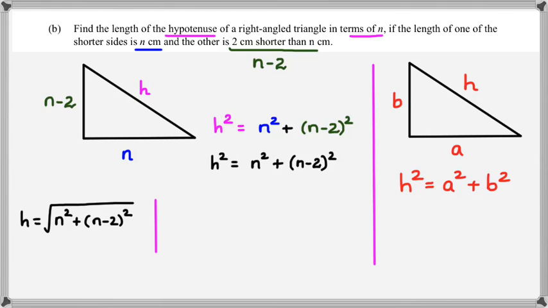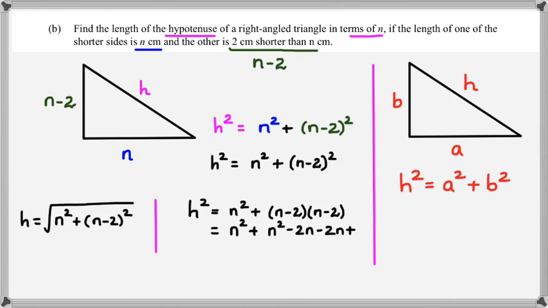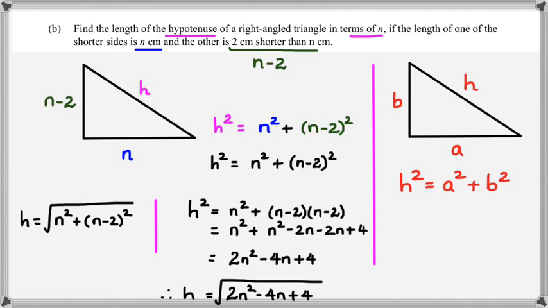Or the other one is where you expand it and simplify it. So in other words, you've got h squared equals n squared plus n minus 2 times n minus 2. Expanding it, you're going to get n squared plus n squared minus 2n minus 2n plus 4. Simplifying this, we're going to get 2n squared minus 4n plus 4. So, in other words, we can say h is equal to the square root of 2n squared minus 4n plus 4. As I was saying, I'm not really sure what the answers look like, so either could be an answer. All right, moving on to the next question.